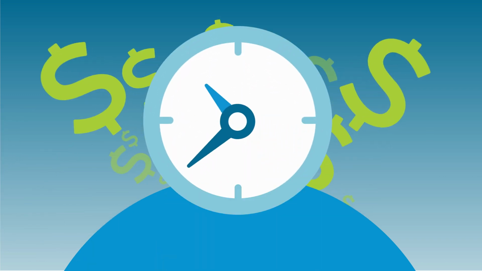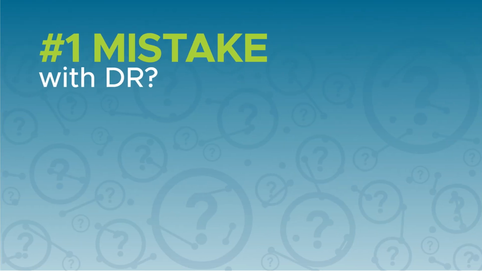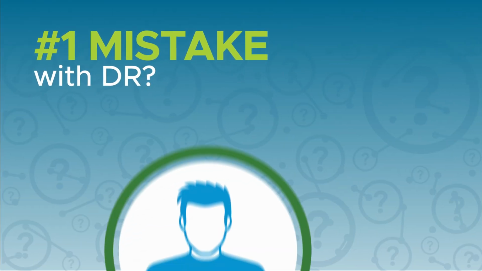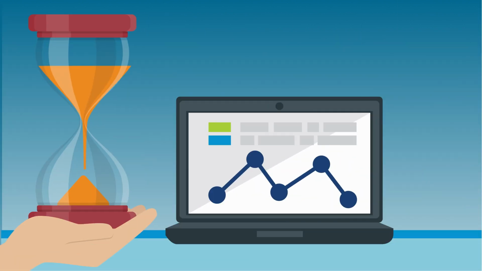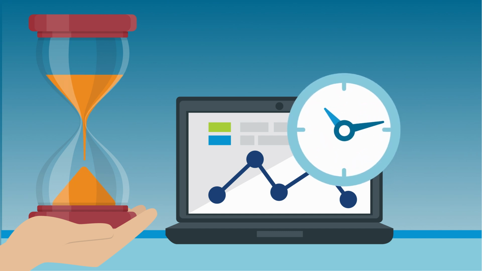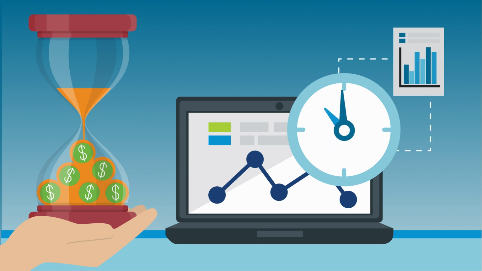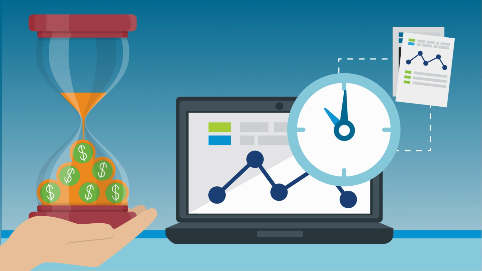Downtime is costly. The average cost of downtime per hour is $100,000. Did you know the number one mistake made by businesses with a disaster recovery solution is not having a plan? Every hour down, every file lost, means real impact to productivity and your bottom line.